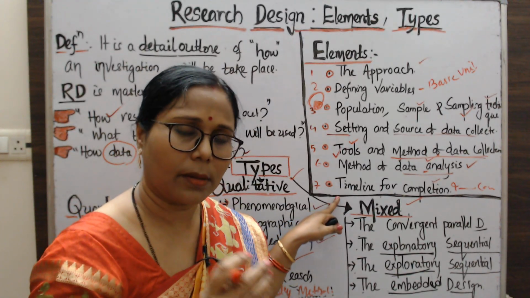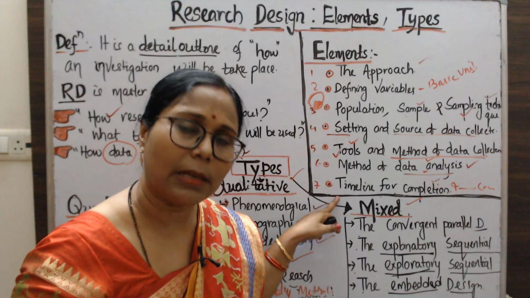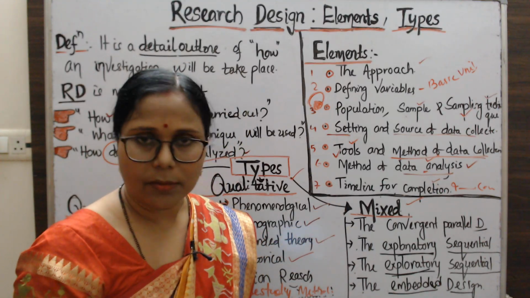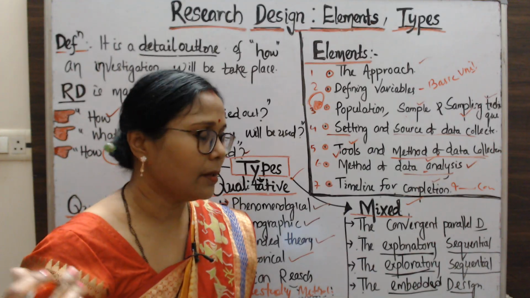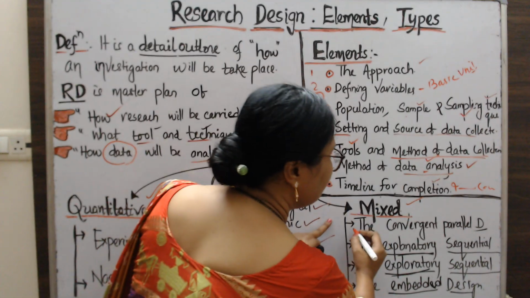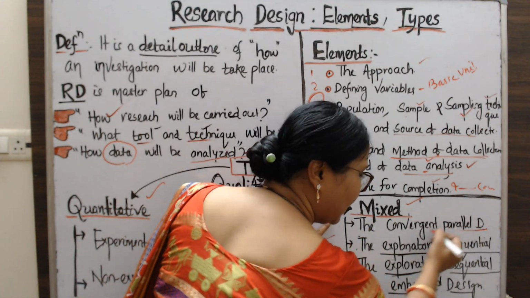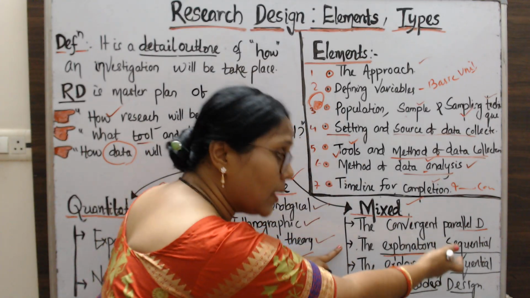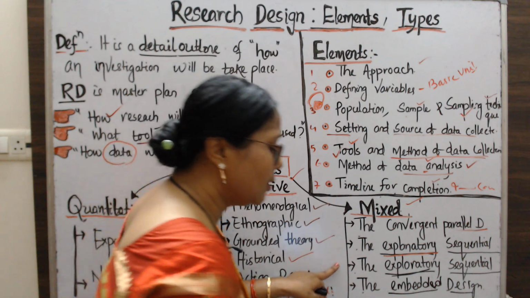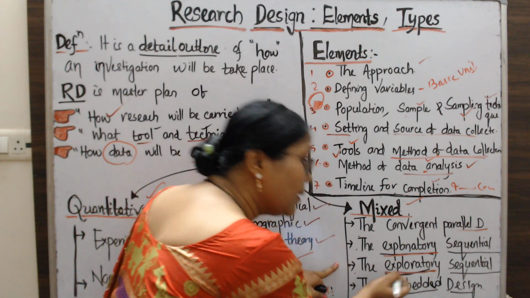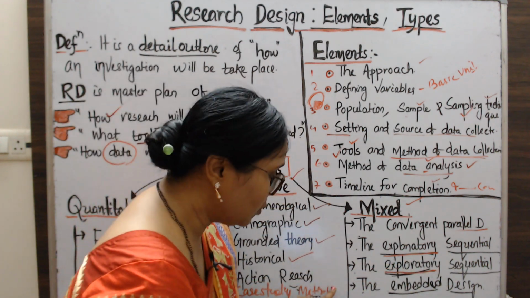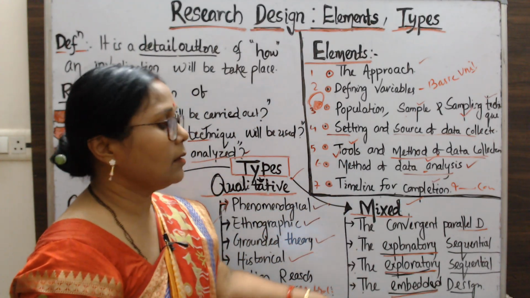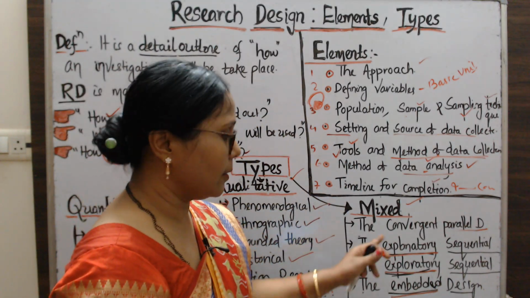In the mixed research design, there is a combination: both methods, quantitative and qualitative, are employed. This is mostly seen in philosophical research, where we use mixed methods of research design. One is the convergent parallel design, second is the explanatory sequential design, third is the exploratory sequential design, and the fourth is the embedded research design. These come under mixed methods of research design.